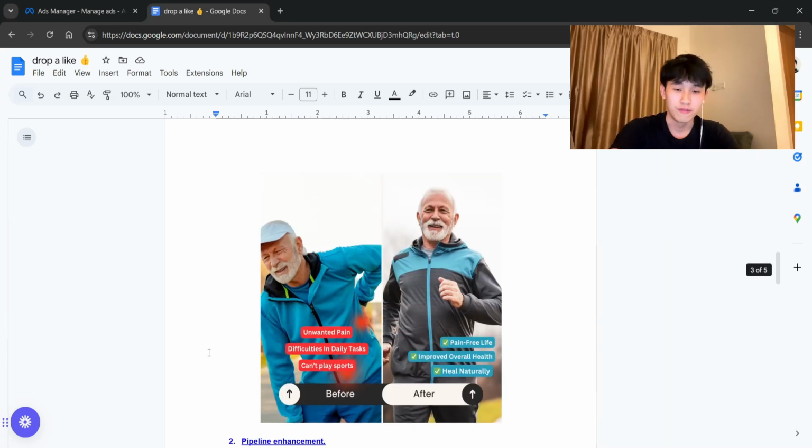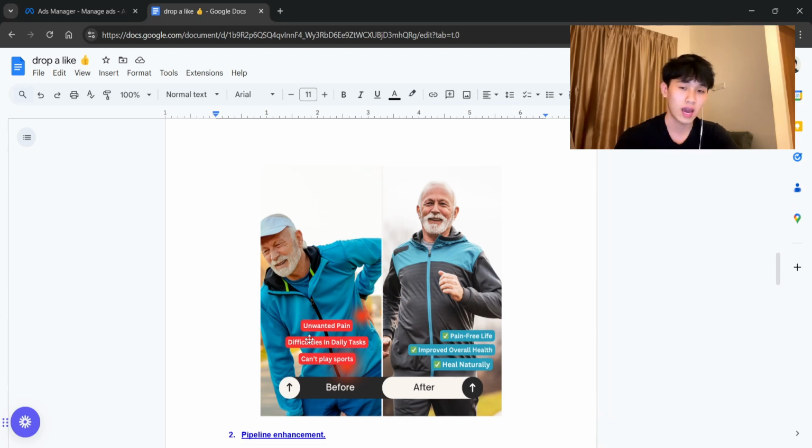Example, this is an ad creative that is targeted towards the age group around 50 to 65 and above. And what we did here was tap into emotions. Before and after, this is one of the best performing ad templates that we are currently using for our clients across every niche and industry. So we show a picture of before. We call out the problem, we point out the pain points that they might have, and we offer a solution.